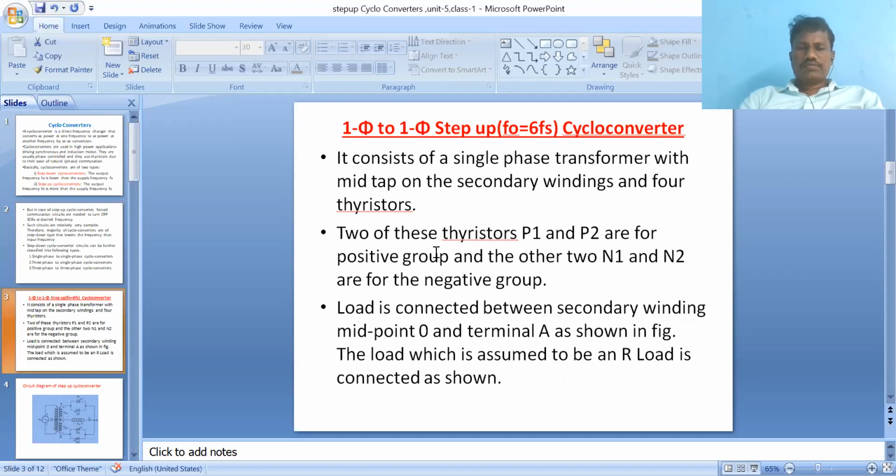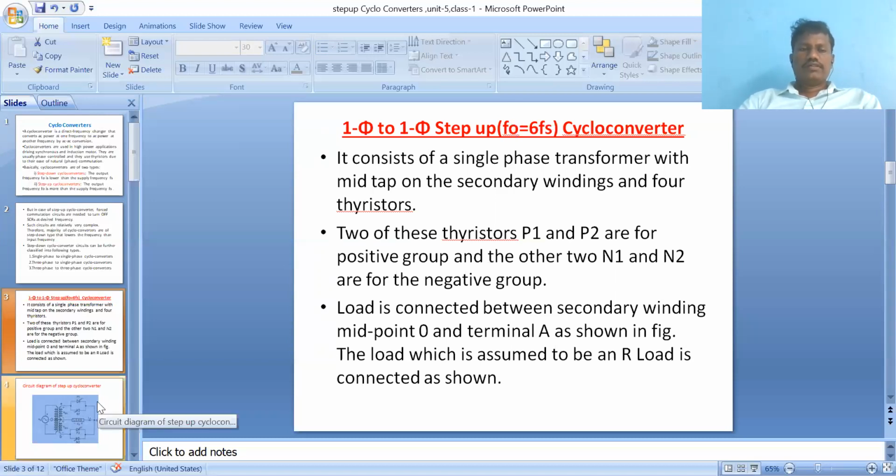Here I have taken the first concept, single phase to single phase step up cycloconverter. Here the bracket is written as Fo is equal to 6 into Fs. Fo indicates output frequency, Fs indicates input frequency. So the output frequency is 6 times the input frequency. So simply it is called a step up. That means the output frequency is more than the input frequency, that is 6 times the input frequency.